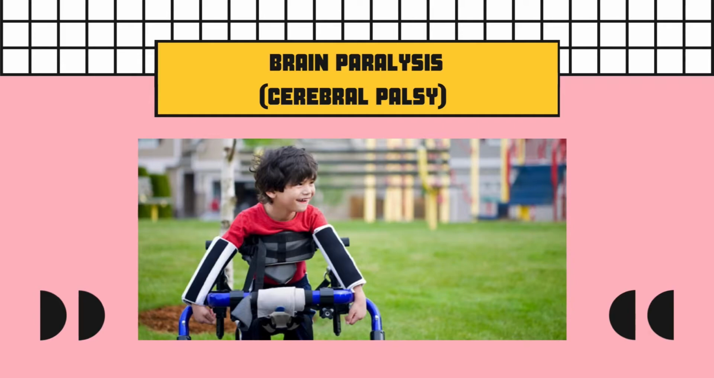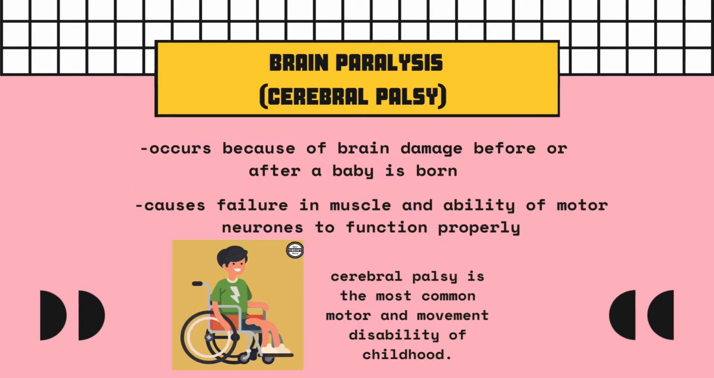Next is cerebral palsy. This occurs because of brain damage before or after a baby is born. Cerebral palsy causes failure in muscle and the ability of motor neurons to function properly, meaning that there may be problems with sensation, hearing, and speaking. And here's the fact: cerebral palsy is the most common motor and movement disability of childhood.